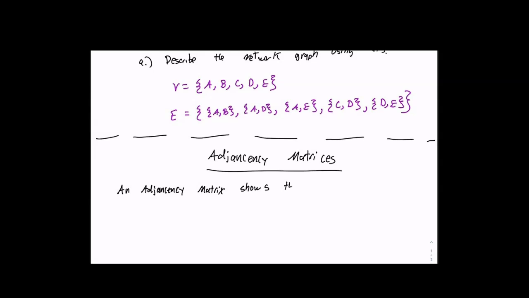shows the connections, directed and undirected. We'll talk about how we utilize them for directed next week, but I just want to put that in there. Between vertices, also known as nodes.